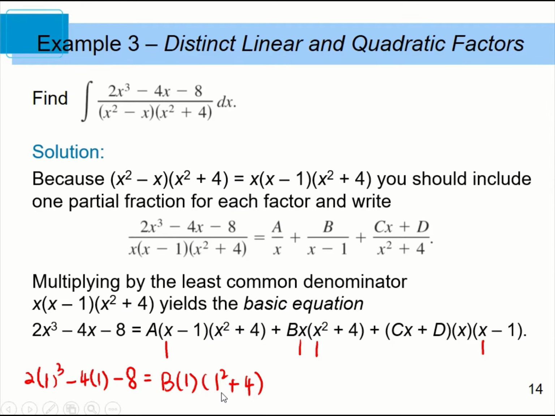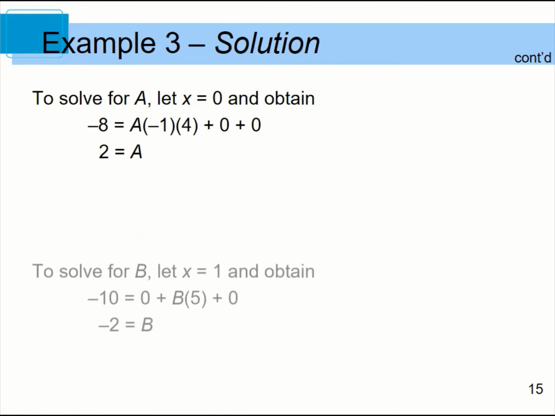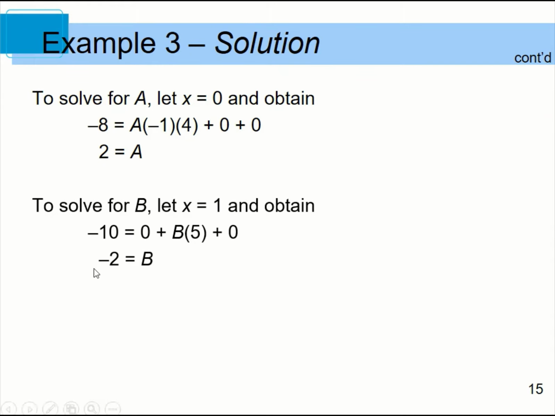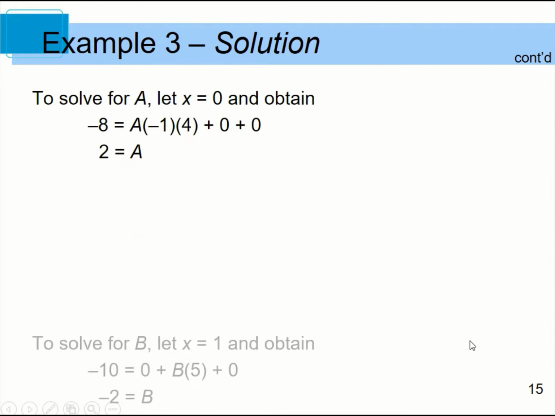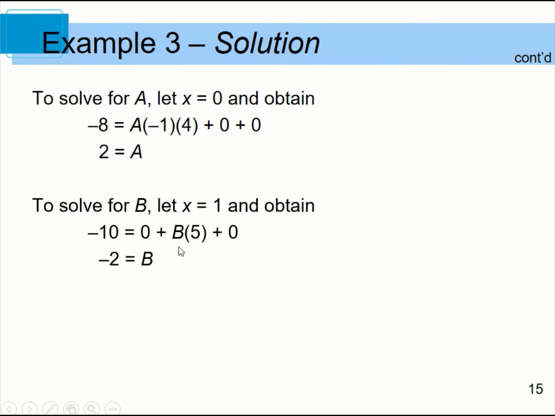Okay, so now when we solve, on the left hand side we have negative 10. On the right hand side we have 0 for the first term. And for b here we have 5, so this is 5 times 1 times b, so we have 5b. And for the third term here we get 0 as well. From here, solve for b, we have b is negative 2.